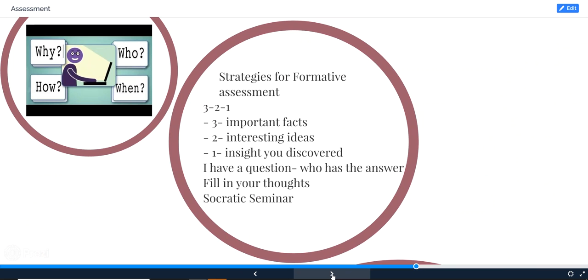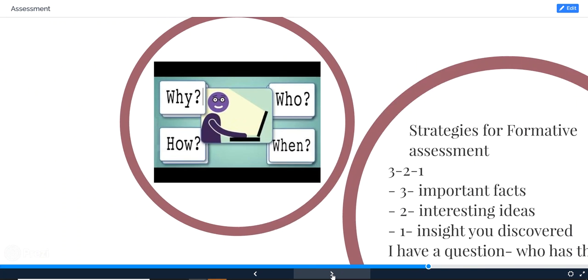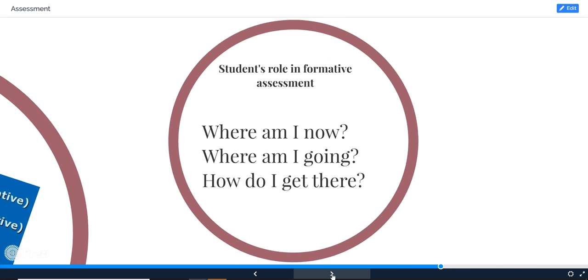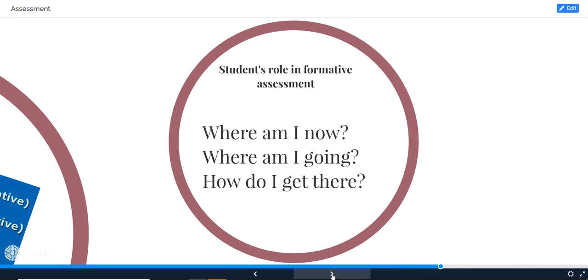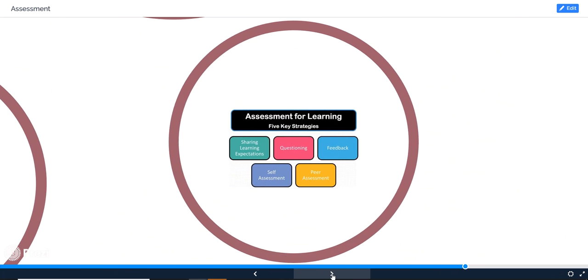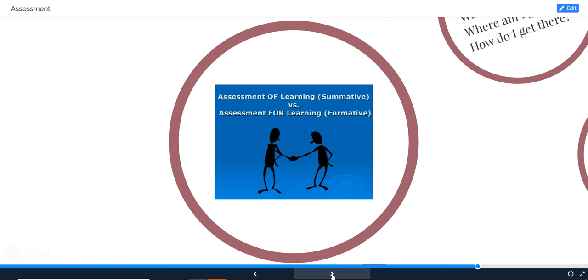3 important facts, 3 interesting ideas, 1 insight you discovered, and I have a question. Who has the answer? Fill in your thought. So it's why, who, how, and when. Students' role in formative assessment: where am I now? Where am I going? How do I get there? Assessment for learning: sharing learning expectation, question, feedback, peer assessment, and self-adjustment.